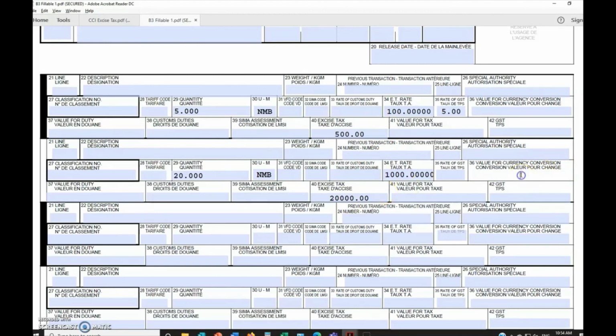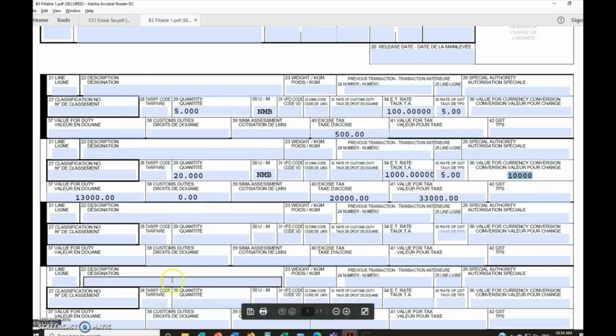Okay. So let's say the car is worth $10,000 and the value for duty is $13,000. The customs duties are 0 because they're going to be under the Canada-US-Mexico agreement. So the value for tax is $13,000 plus 0 plus $20,000. So the value for tax is $33,000, and then the GST is 5% of the $33,000. Okay. So that's how you're going to do that particular B3.